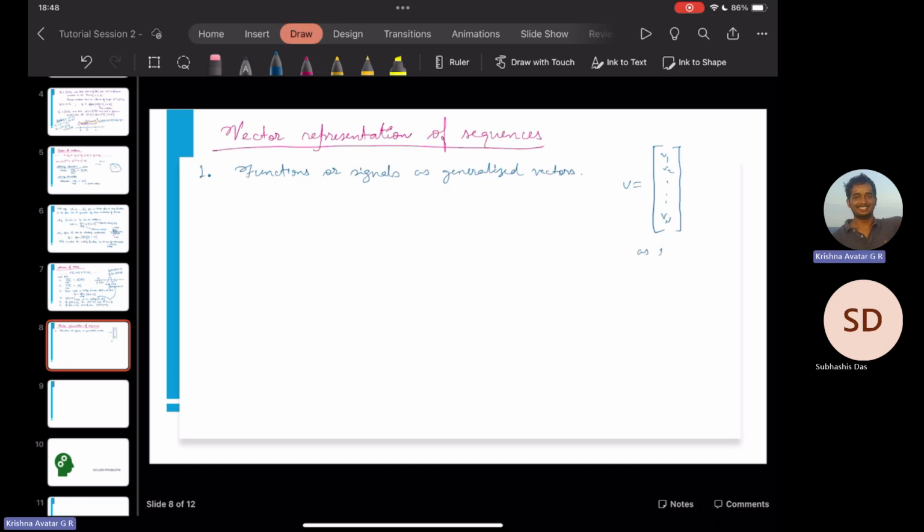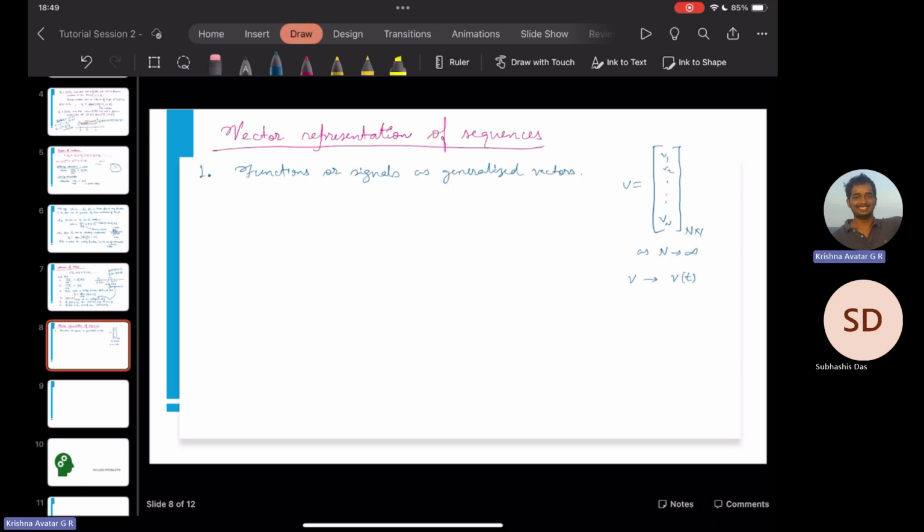Now, the last element here is vn, and this is a vector of size n, size n cross 1 if we go by that. And as n tends to infinity, v actually tends to be a function, right? So that's why you can even consider functions or signals as generalized vectors. And here is where generalization comes: when the number of components in the vector tends to approach infinity, which means that there are infinite points in that vector, implying that, say, if we have a signal.